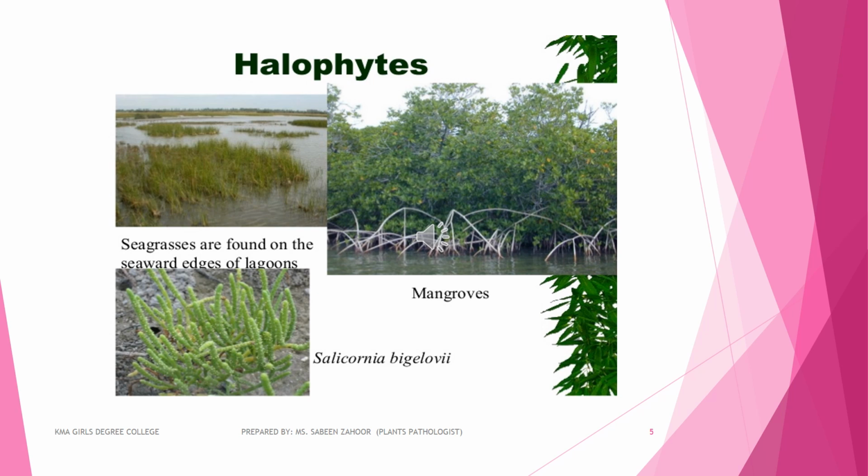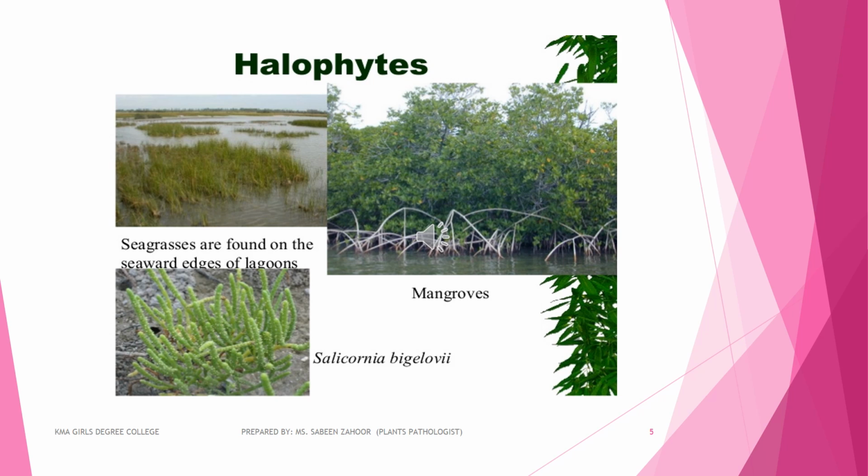Now girls, today's topic is the halophytes. Halophytes are those plants which are salt-loving plants. These plants live in those particular areas where the salt concentration is high. Halophytes live in the marshy soil area, right? And the example of the halophyte is the mangrove.